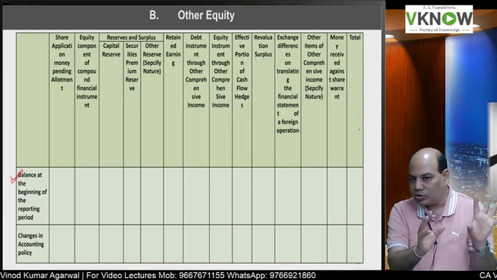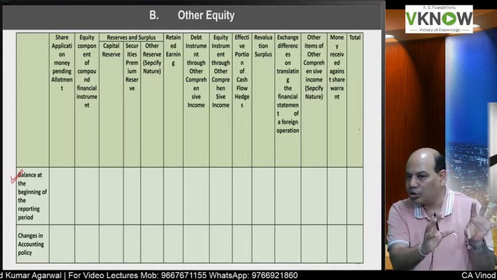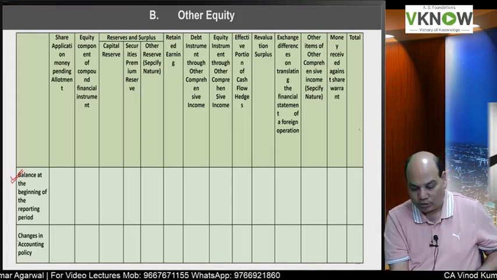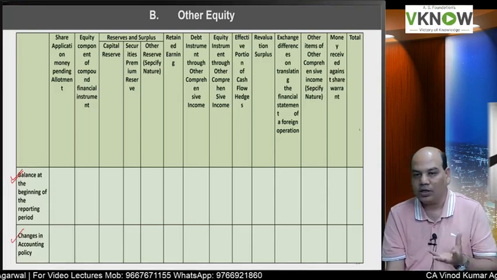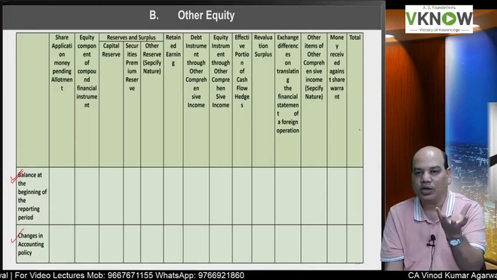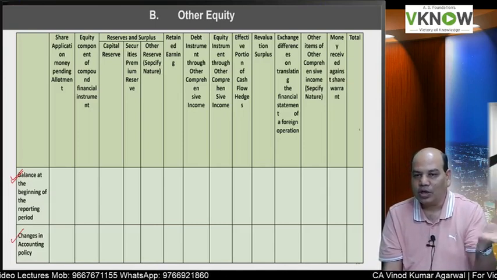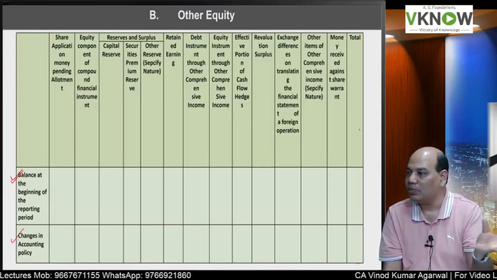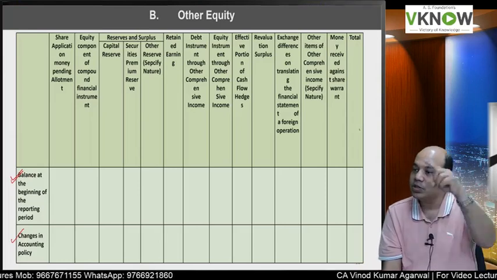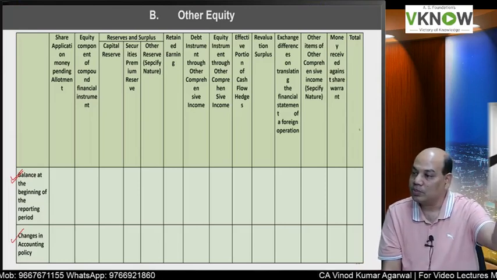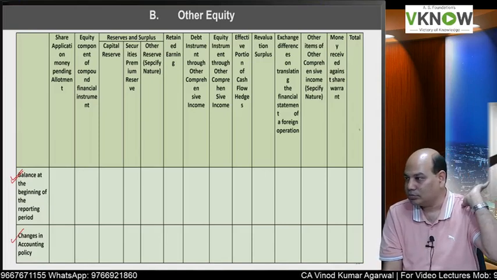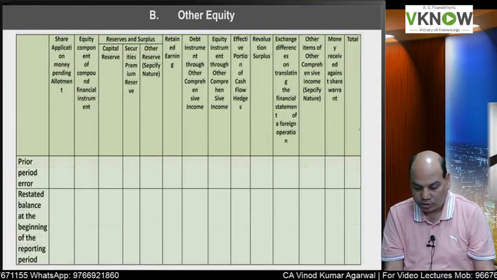So you have to see what will be the effect of the change in accounting policy from retrospective effect and adjust your opening balance. You have to do some working, find out how much would have been the opening balance of reserve if this accounting policy would have been applied from the beginning. So that is your change in accounting policy.